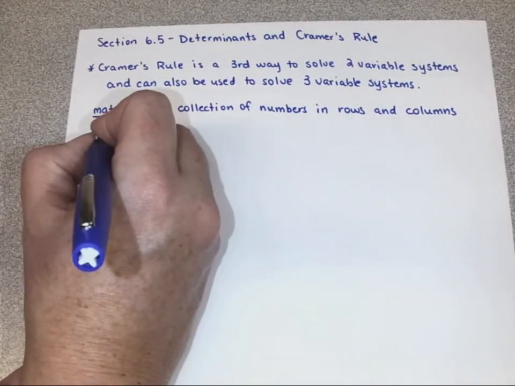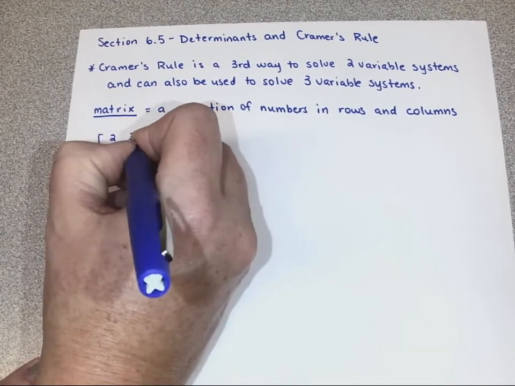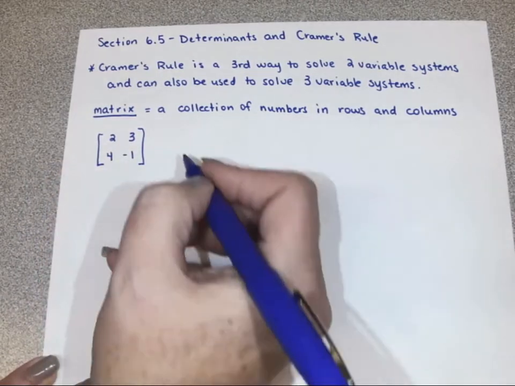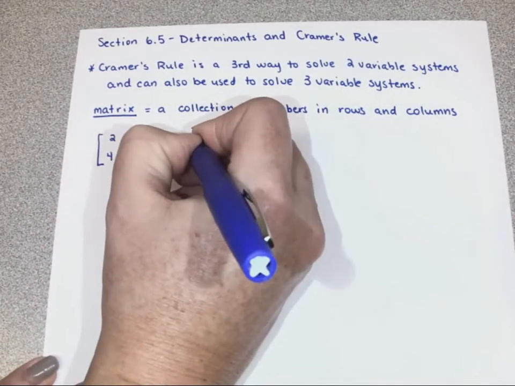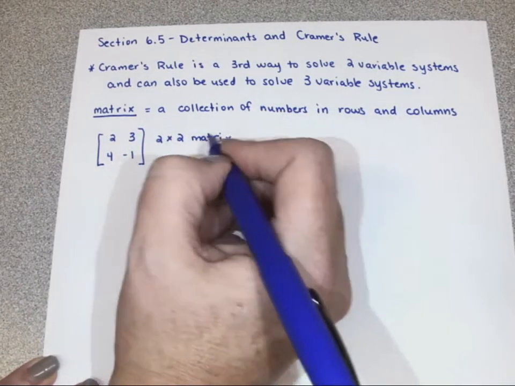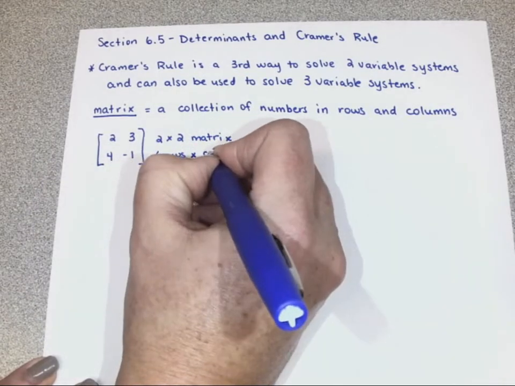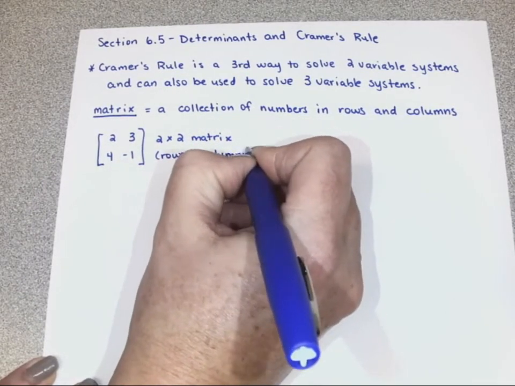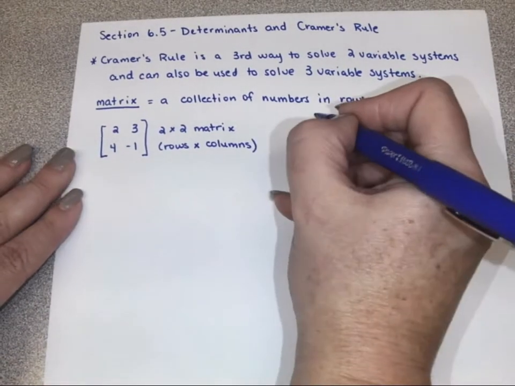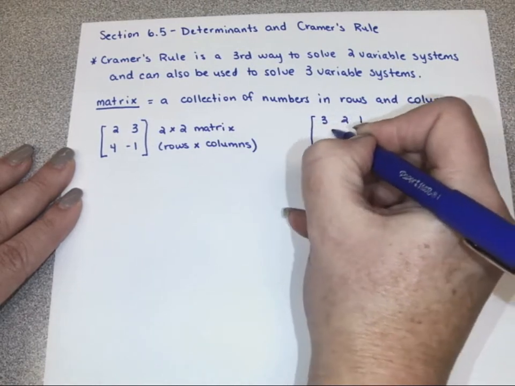So here is an example of what a matrix will look like. We usually use brackets to determine that it's a matrix, and you might see numbers in rows and columns inside that matrix. So this is what we call a 2 by 2 matrix, because it's 2 rows by 2 columns. It is always rows by columns. You always list the number of rows first. So you can have matrices of any size.